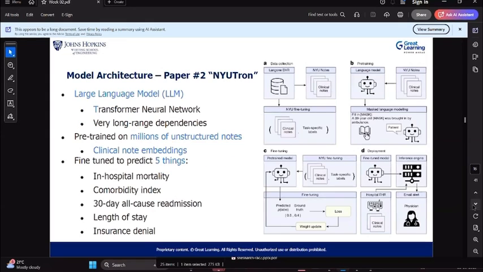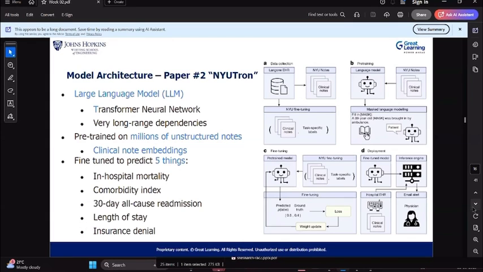The other model, on the other hand, is a generative model, right? So it's a large language model. Mostly it has been trained on millions of unstructured notes. Since it's a very complicated model, it's possible for this particular model to predict more, which means a single model can predict the in-hospital mortality, the comorbidity index, the 30-day all-cause readmission score, the length of stay, and the insurance denial.